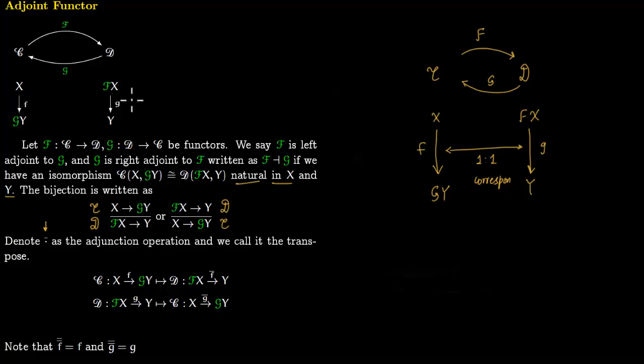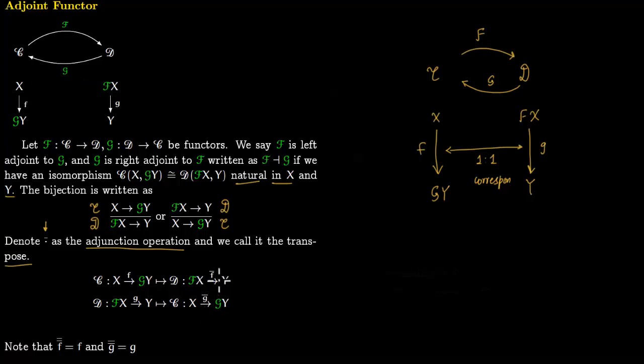Rather than saying F and G, we should say F and F bar, because by definition there is a one-to-one correspondence. So you denote adjunction as a bar on something. This is the adjunction operation, and it is also called the transpose. Say you're working in category C, so you take this F here. To define the corresponding adjunction, you put an F bar there. Similarly, if you start with something in category D, G, for the corresponding one-to-one correspondence you write G bar.